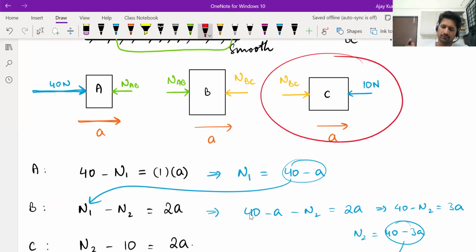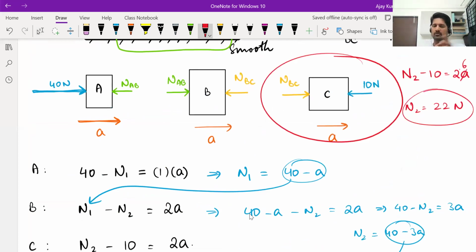For C, if you write net force is mass into acceleration, you're going to write normal force, we called it N2, minus 10 Newton is its mass multiplied with acceleration. And we got acceleration as 6 meter per second square. 2 into 6 is 12. So N2 becomes 10 plus 12, 22 Newtons. That's all.